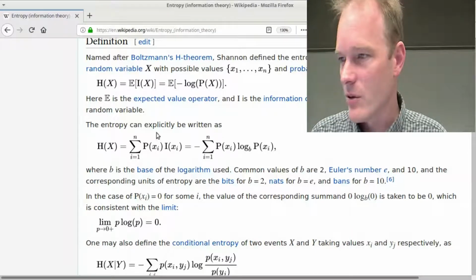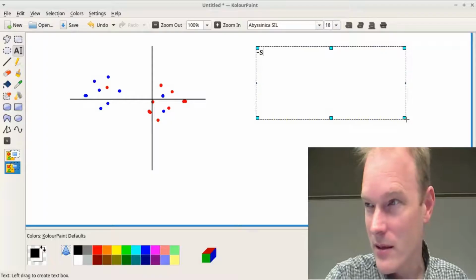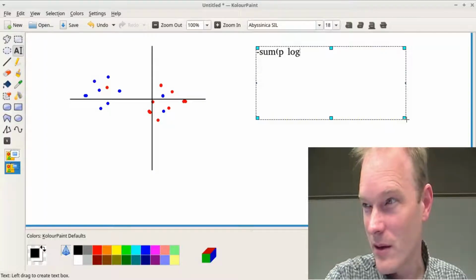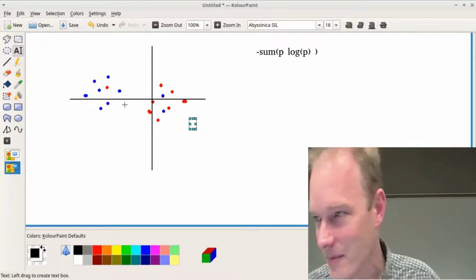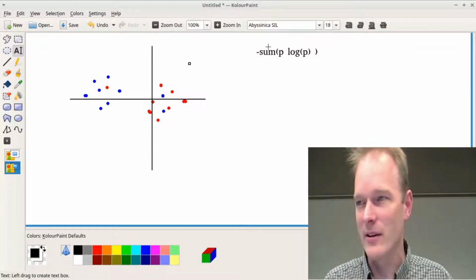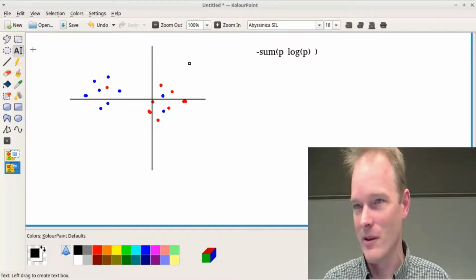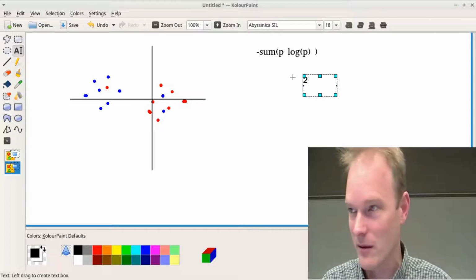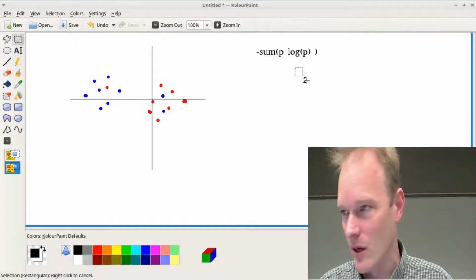Here's the equation that's usually used with decision trees. Minus sum p log p. There. Okay, this is the Greek letter for sum. This is probability. This is the logarithm. This is log base 2 probability. Log base 2 logarithm, by the way. And that's the same probability.